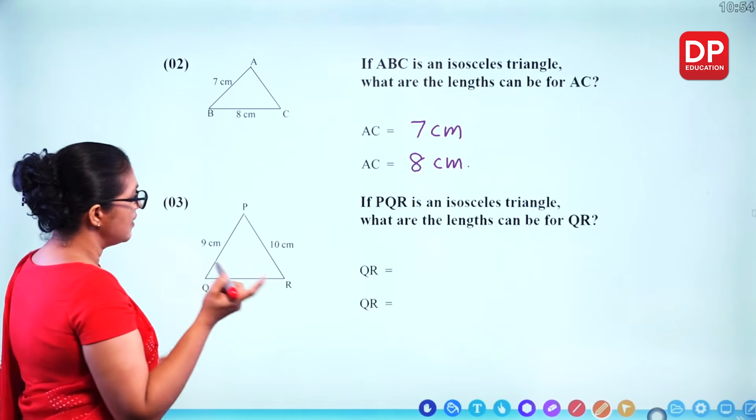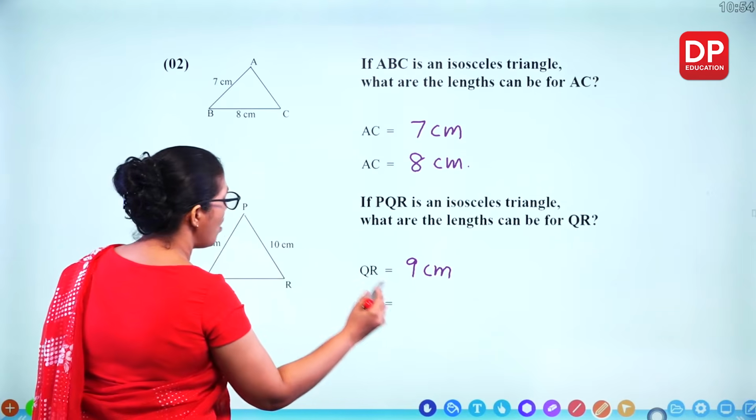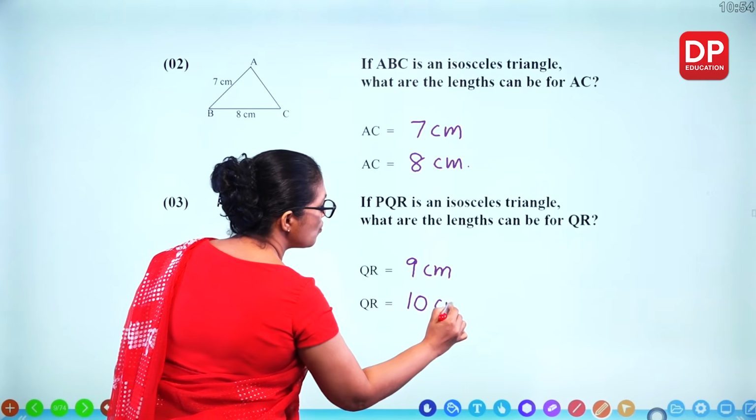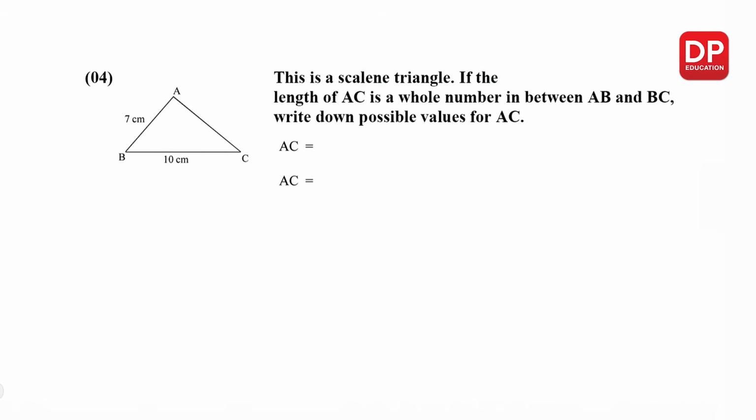If PQR is an isosceles triangle, what are the lengths can be for QR? 9, 10. So it can be 9 centimeters or 10 centimeters. Two lengths should be equal. This is a scalene triangle.